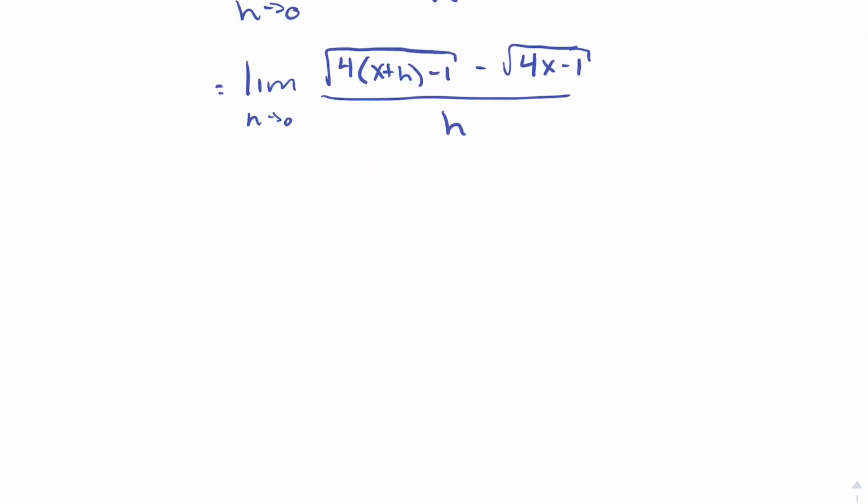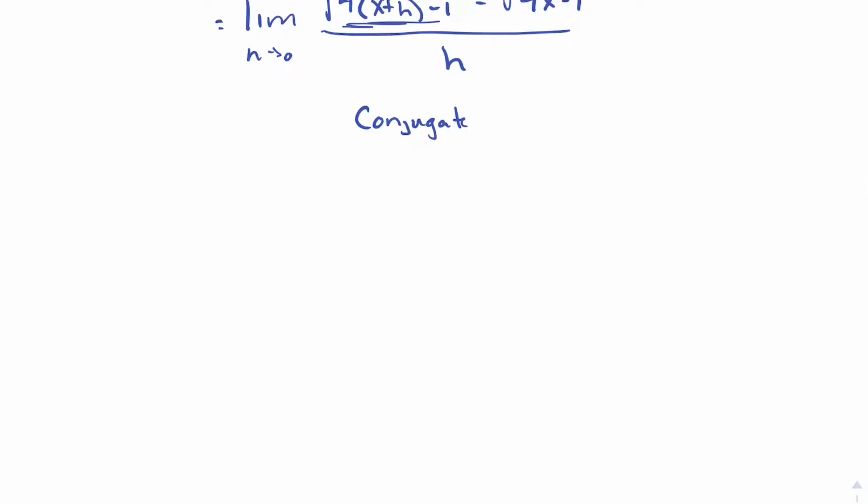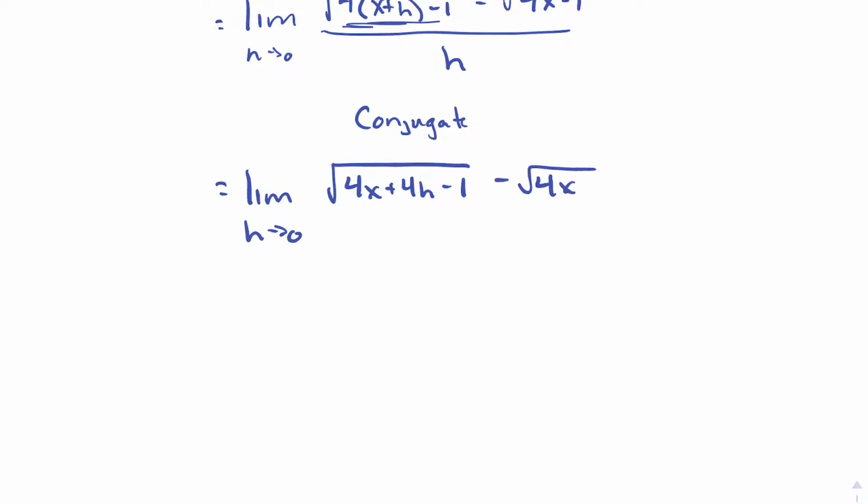If we remember how to solve these difference quotient problems, we're going to want to use the conjugate. But before we use that, we want to simplify what's inside that first parentheses. It will make our conjugate a little easier to find. Let's see, I just distribute that 4, and I get the square root of 4x plus 4h minus 1, minus the square root of 4x minus 1, all over h. Now I'm going to multiply by that conjugate.